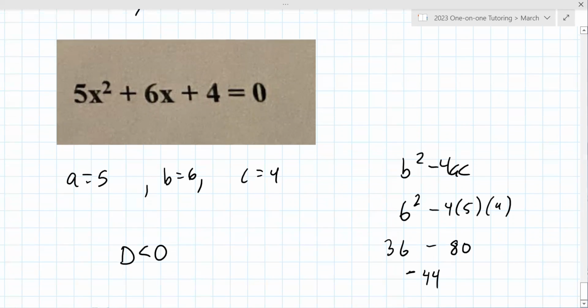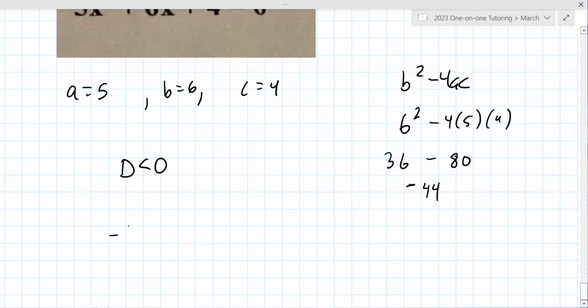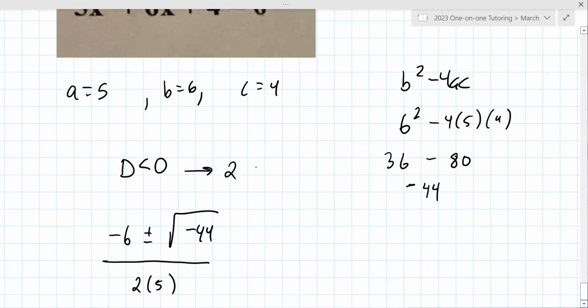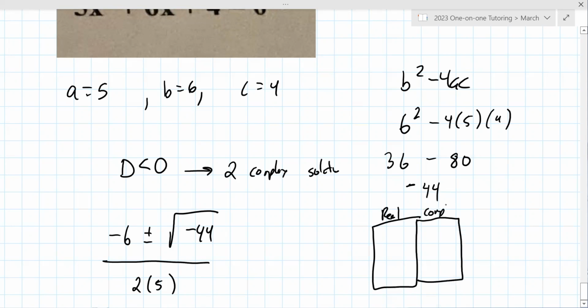So let me show you what that means. It means that when you're doing minus 6 plus or minus the square root of negative 44, this part is not real. So this is the imaginary part. This whole thing ends up being a complex solution. So whenever you have that negative under there, that's when you get these two complex solutions. And complex refers to what's called the domain. You can think of all the real numbers being here, and then the complex domain is side by side with no overlap.